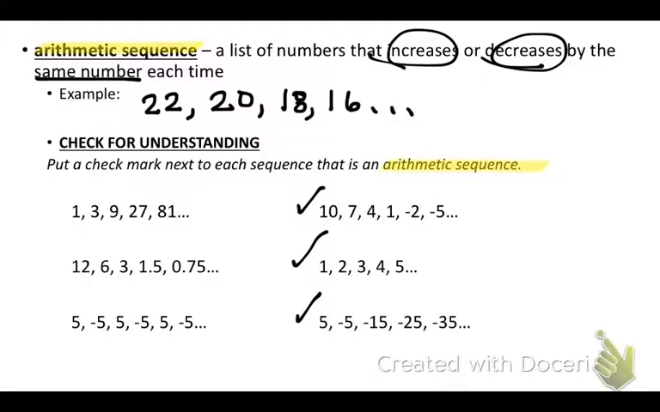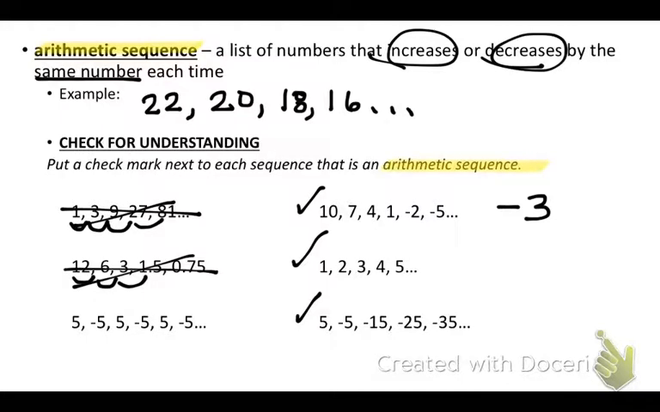In this section, you should have put check marks next to all of the sequences on the right. This first one is not arithmetic because it goes up by 2 and then by 6 and then by 18 and so on. So it doesn't go up by the same amount each time. However, over here on the right, you'll notice that it goes down by 3 each time. On the left, 12, 6, 3, it's going down but not by the same amount each time. It goes down by different amounts each time. Over here on the right, 1, 2, 3, 4, 5, that's arithmetic because you're going up by 1 each time.